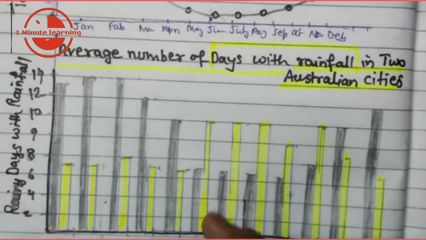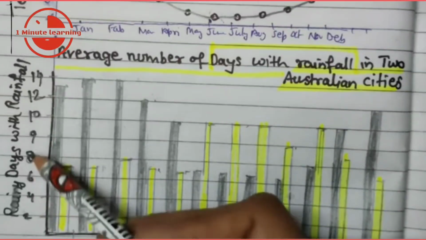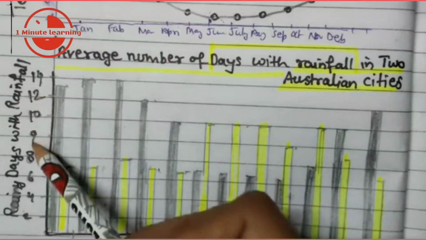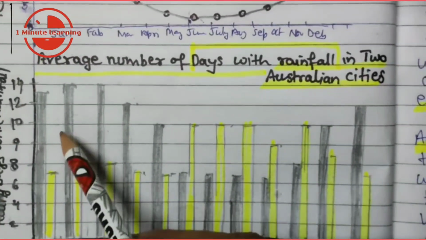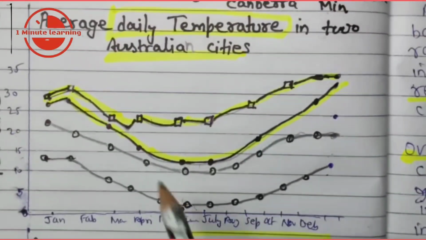Actually, this was what I have written. These are the days: 2, 4, 6, 8, 10, 12. I think I have written it wrong, but okay, that doesn't matter. So I can see the pattern. First we will see this pattern.